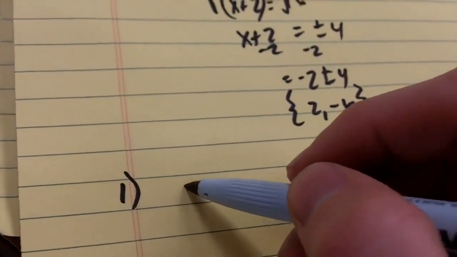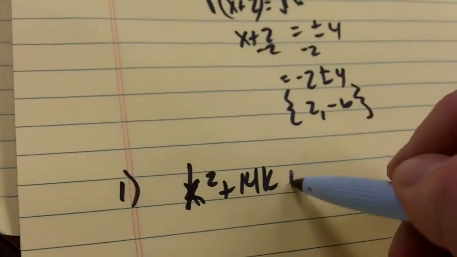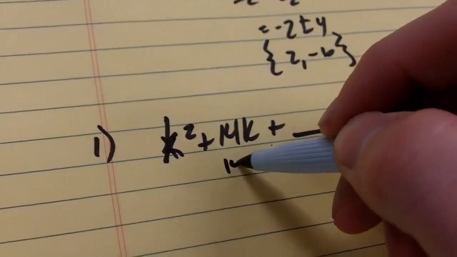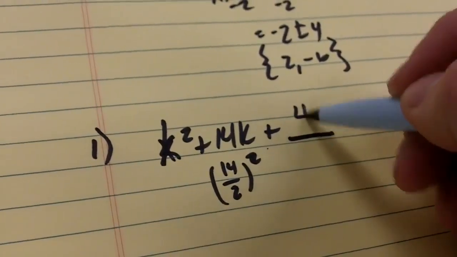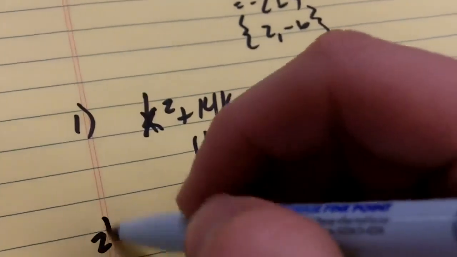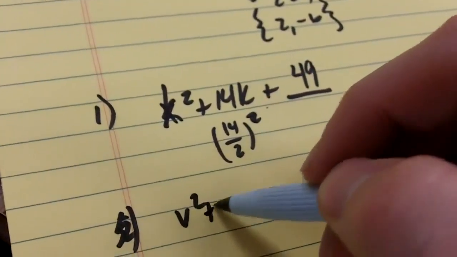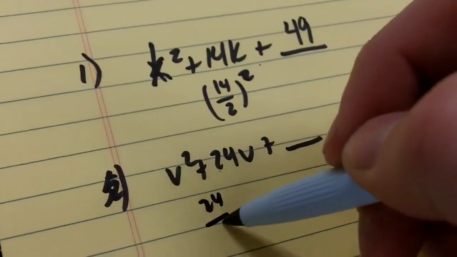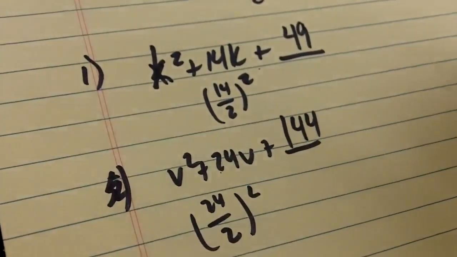Let's go ahead and work out a few of the problems on here. Number 1 gave you k squared plus 14k plus, and it said to fill in the blank: what would make that a perfect square? Well, you take the 14 divided by 2 and square it. 14 divided by 2 is 7, 7 squared is 49. We'll skip to 5. Number 5 says v squared plus 24v plus, and you have to fill in the blank. Take half of 24 and square it. Half of 24 is 12, 12 squared is 144. So the number that we write is 144.